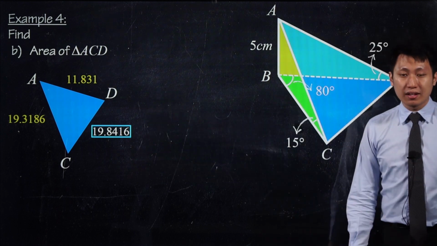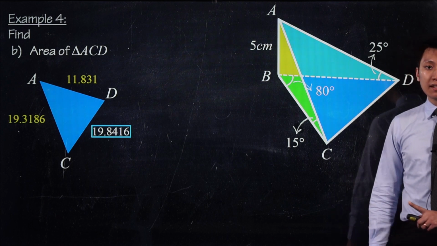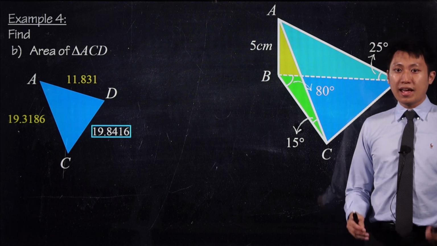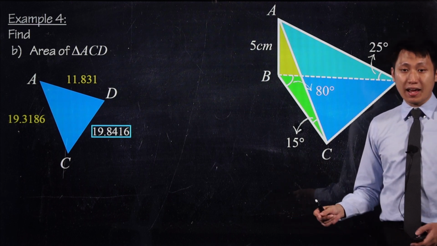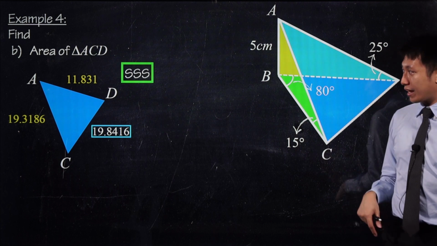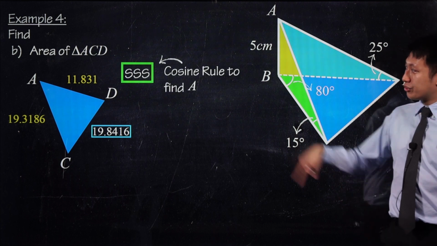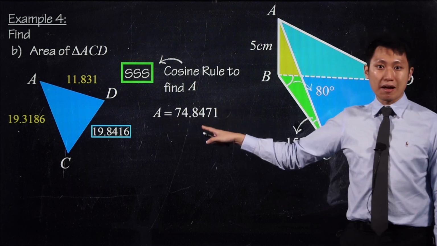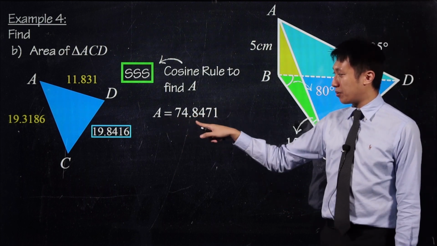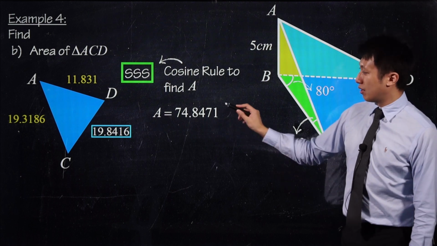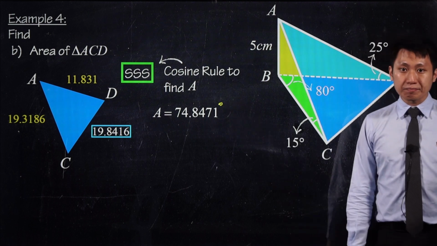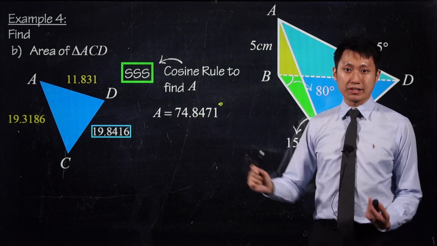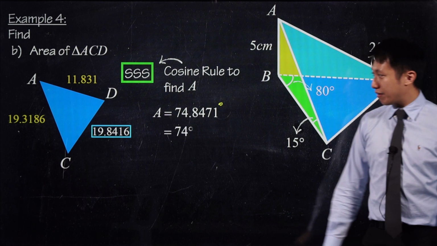So now what do you get? You get SSS. In order to find the area, you need to get it to be SAS. So I have to find one of the angles. Use the cosine rule to find one of the angles. Then I found that A is 74.8471 degrees. This one I directly pop the answer. Again, you have to spend time to actually find this out.